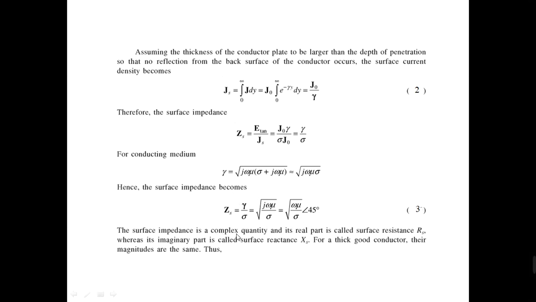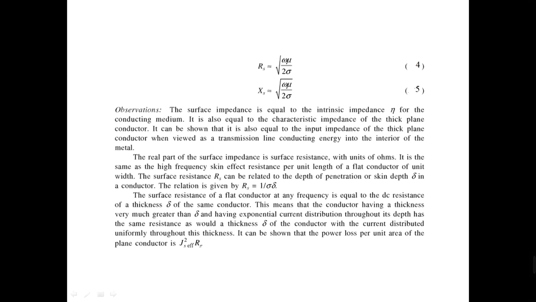The surface impedance is always a complex quantity. Its real part is called the surface resistance Rs and its imaginary part is called the surface reactance Xs. For a thick good conductor, their magnitudes are the same. You see here, Rs will be equal to root of omega mu by 2 sigma.